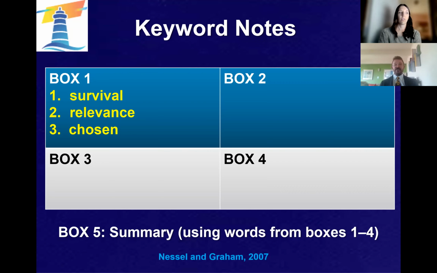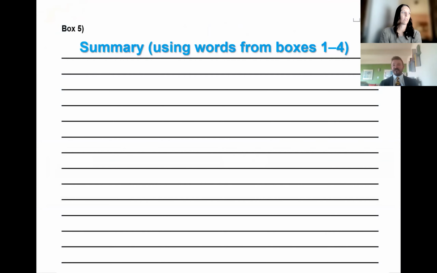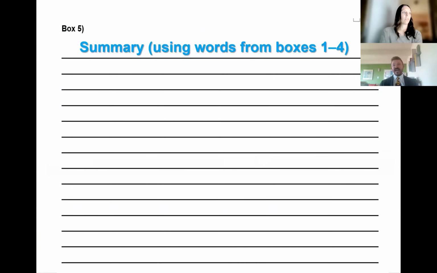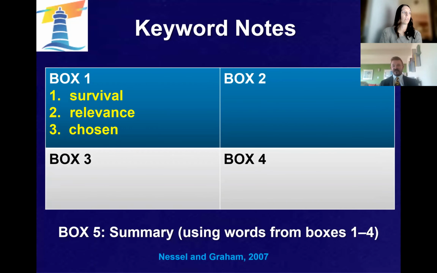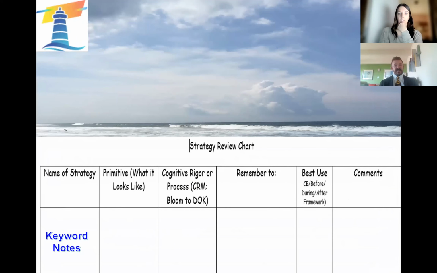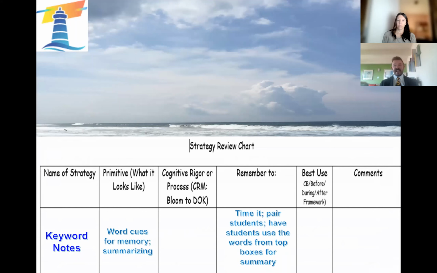All right. And they do this 4 times, right? But each time they're finishing, they're writing a summary using these words that they've chosen in the boxes over here. So we have the choosing of words, we have the conversation that's happening, and then we have the summarizing. In the strategy review chart, my primitive, or what it looks like, would be word cues for memory and then summarization. I'd have to remember as the teacher, I need to time it. You have this long to talk, person A, person B, you have this long to talk, you have this long to summarize, maybe extend the time.